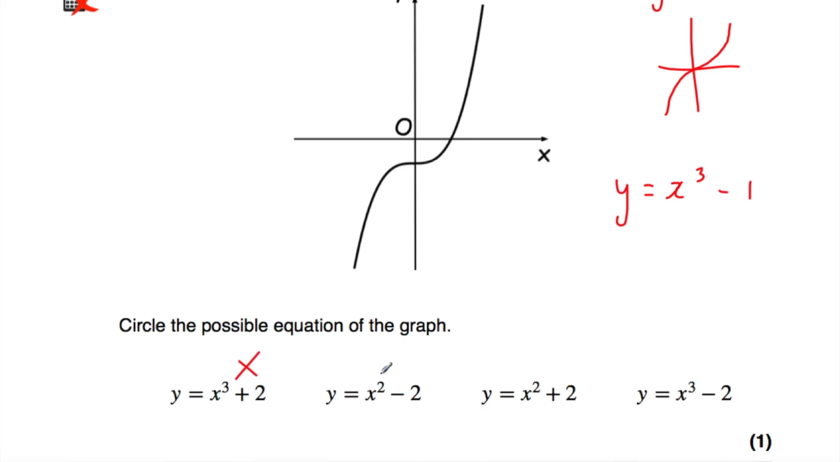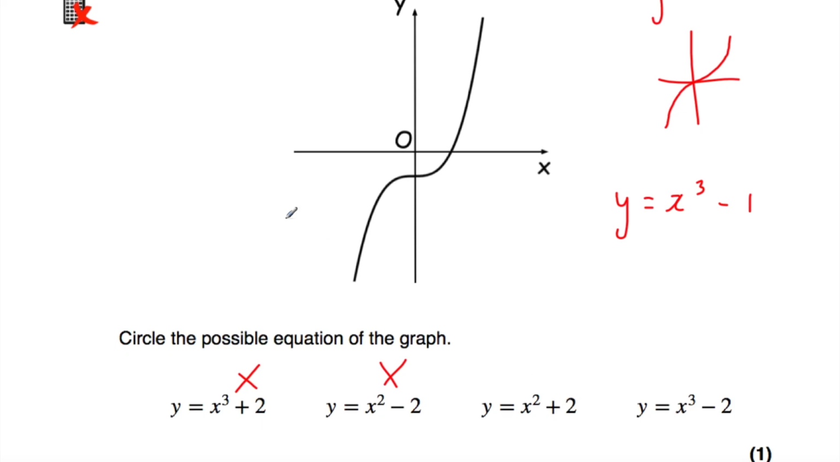Y equals x squared take away 2, well, that'll be a u-shaped parabola but shifted down 2 squares, so it's not that one. Y equals x squared plus 2, well, the x squared graph is that u-shaped parabola, but plus 2 would be shifted up 2 squares, so it's not that one.